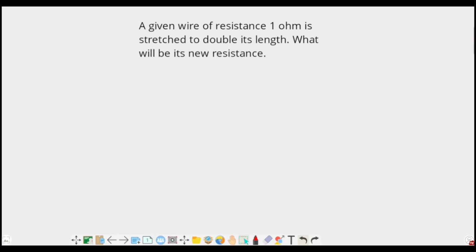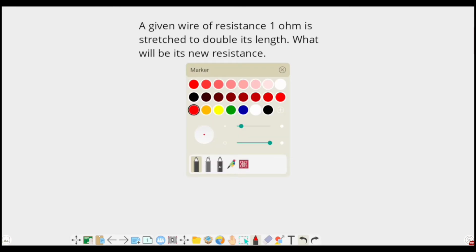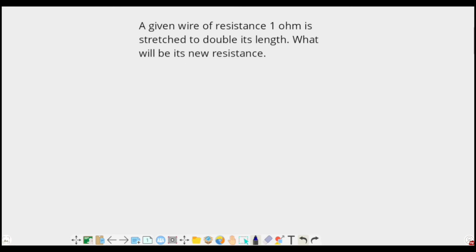Now students, just look at the sum. A given wire of resistance 1 ohm is stretched to its double. So length will be double. What will be the new resistance? When length is double, the wire will become thinner, and the area of cross section will be exactly half. So area will be half. Resistance will change, but we are taking the same wire.